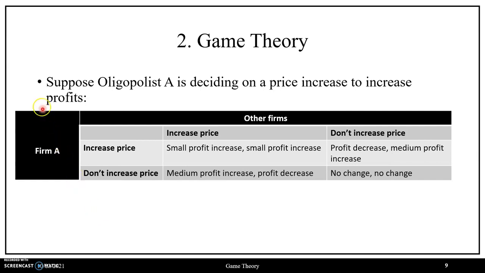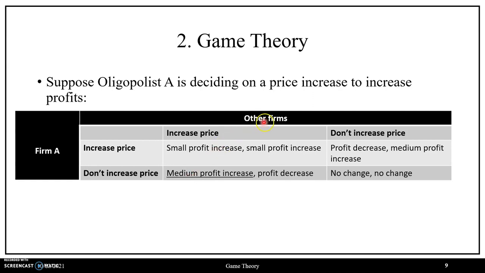Now, let us solve an alternative game in which we're considering price increases. Doing as we did before, we want to solve first for the row player, firm A. Given what the column player, other firms, can do, should other firms decide to increase their price, firm A could increase their price for a small profit increase or not increase their price for a medium profit increase. They decide to not increase their price in order to get a medium profit increase, so we highlight that selection.